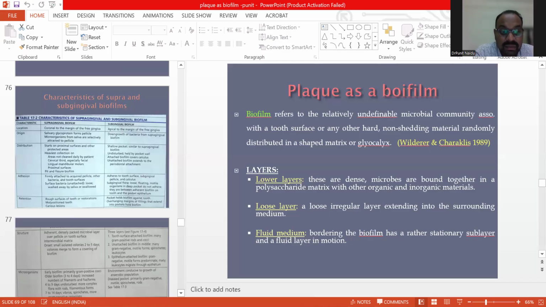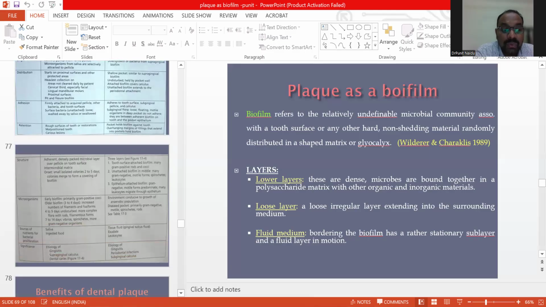There are three layers: tooth surface attached biofilm, with gram-positive rods and cocci; unattached biofilm in the middle, which consists of gram-negative motile forms and spirochetes; and the third one is epithelial attached biofilm. These are gram-negative motile forms predominating, with many leukocytes migrating through epithelium. And the environment is conducive to the growth of anaerobic population. The diseased pocket mainly consists of primarily gram-negative motile spirochetes and rods.